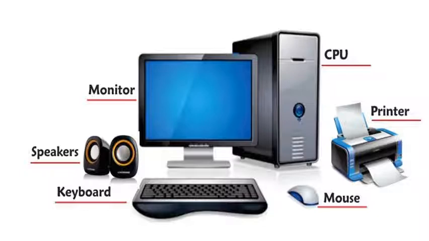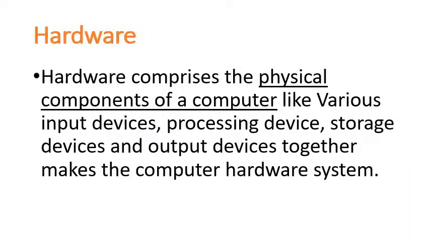This is a screen, that is a monitor, keyboard, mouse and a CPU box. And here is a printer and also a speaker. So the keyboard, mouse, monitor and CPU box, these all are the main parts of the computer. You can say main components of the computer, while printers and speakers are additional parts or peripheral devices of a computer. So now let's understand hardware.